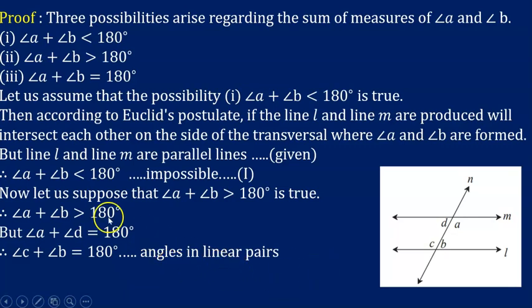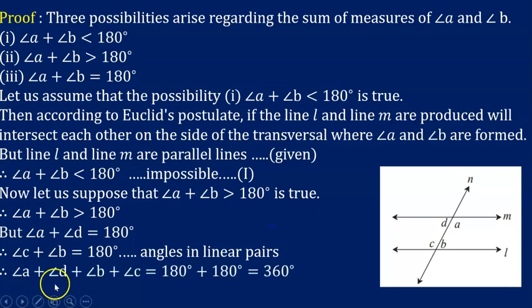Now, again I will repeat. The measure of angle A plus the measure of angle B is greater than 180. But we know that A and D are a linear pair, and B and C are also a linear pair; their sum is equal to 180. Therefore, the measure of angle A plus angle D plus angle B plus angle C is equal to 180 plus 180, which is 360.